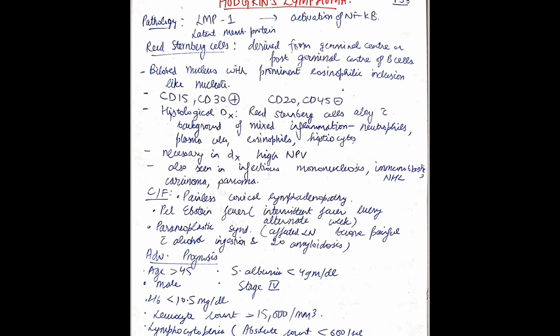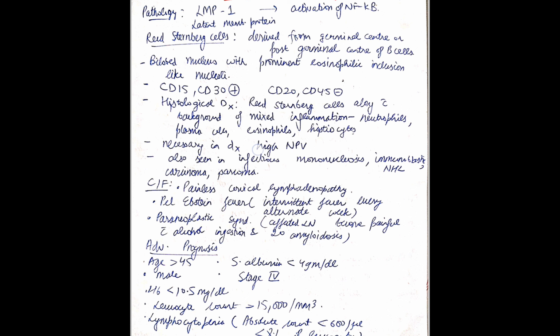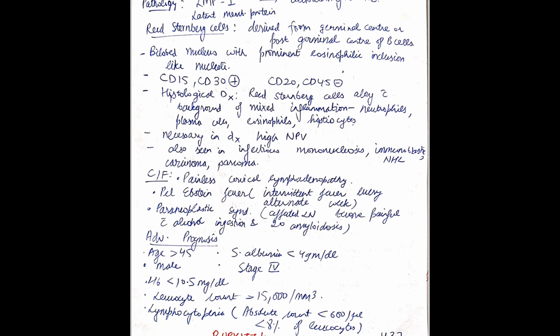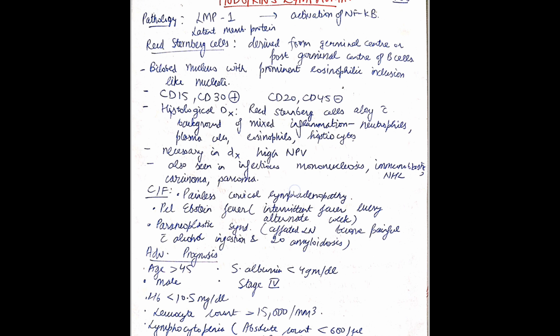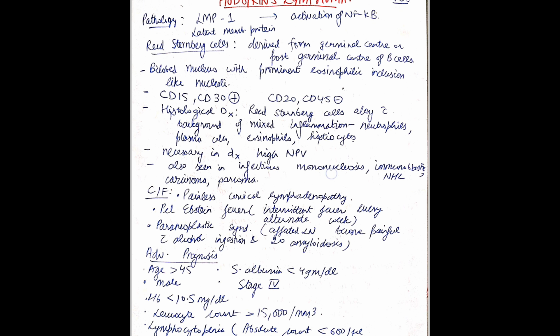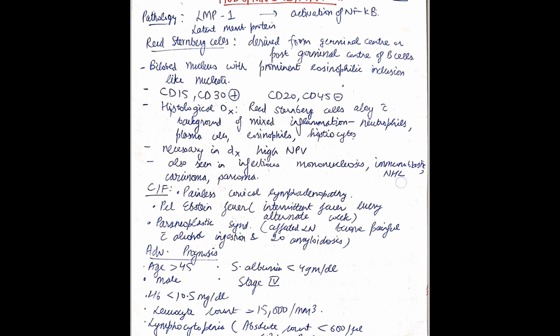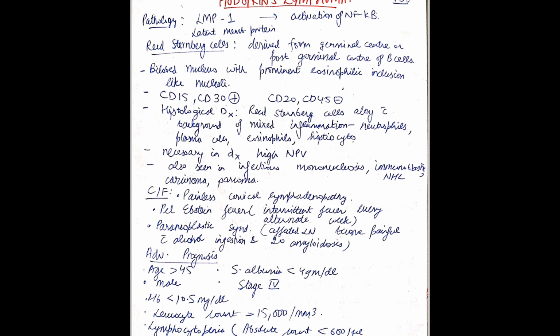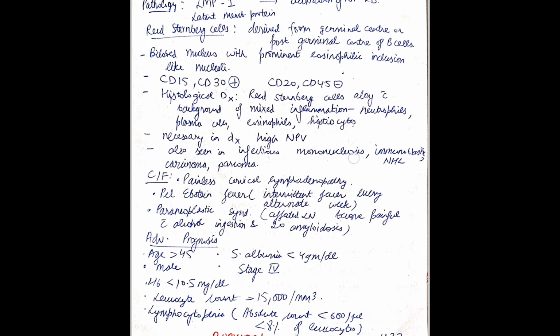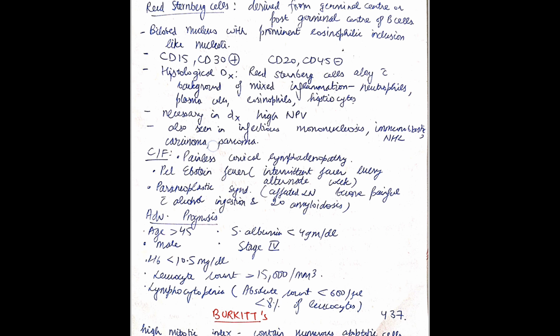Then histological diagnosis reads Reed-Sternberg cells along with a background of mixed inflammation, that is neutrophils, plasma cells, eosinophils, histiocytes. Reed-Sternberg cells are necessary in the diagnosis and have a high negative predictive value. It means if Reed-Sternberg cells are not present, it is most unlikely to be Hodgkin's lymphoma. Reed-Sternberg cells are also seen in infectious mononucleosis, immunoblastic NHL, carcinoma, and sarcoma. So they are specific for Hodgkin's, but can also be seen in other conditions.